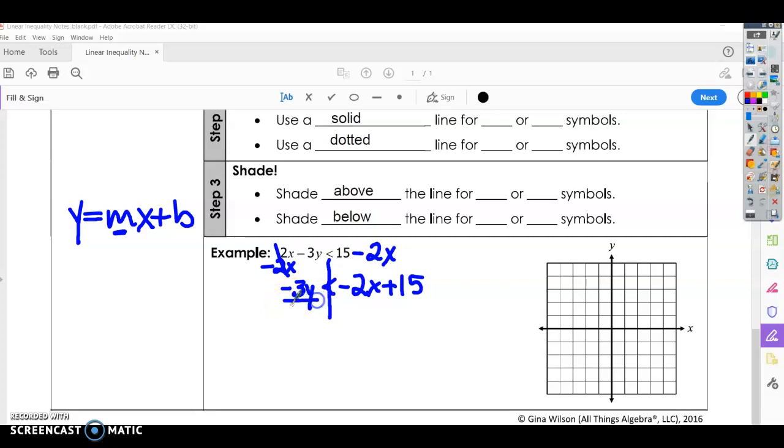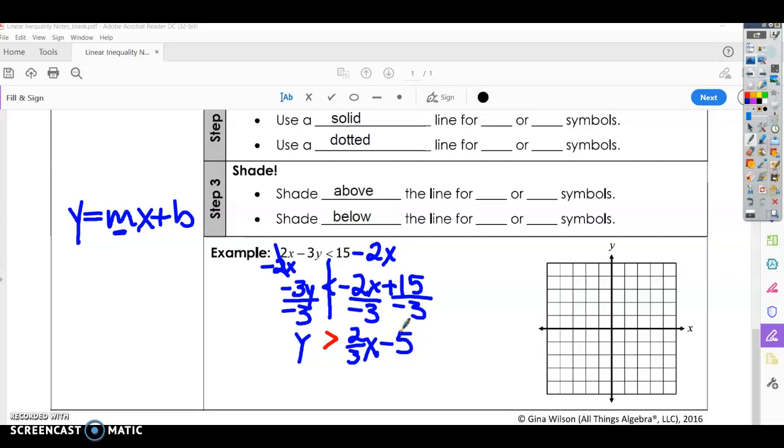All right, now I'm going to divide by negative 3. Now when you divide by negative 3, you divide everything by negative 3. And remember, you have to flip the symbol, because I divided by a negative. So negative 3 divided by negative 3 is positive y. And then I've got a negative, and a negative is 2/3 x, that becomes positive because 2 negatives is positive. And then 15 divided by negative 3 is negative 5.